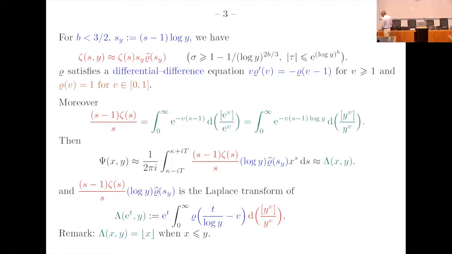So, well, one remark is that if x is less than y, this is a trivial approximation. Why? Because lambda of xy is just the integral part of x. So you approximate the integral part of x by the integral part of x. So it's not very clever, but after, when x becomes larger than y, it gives good results.